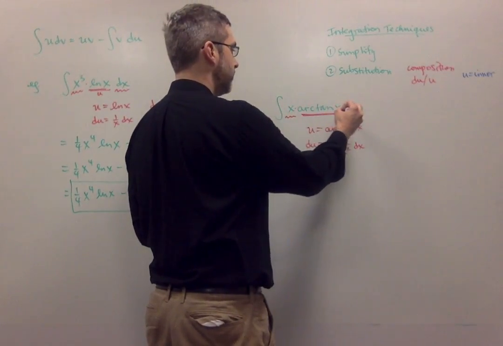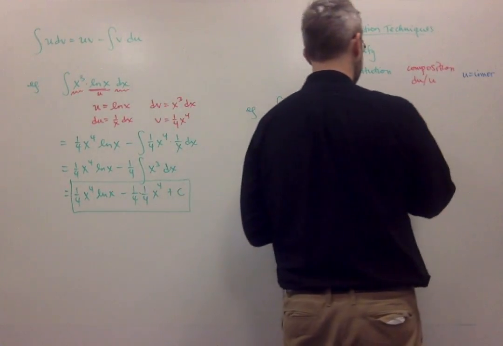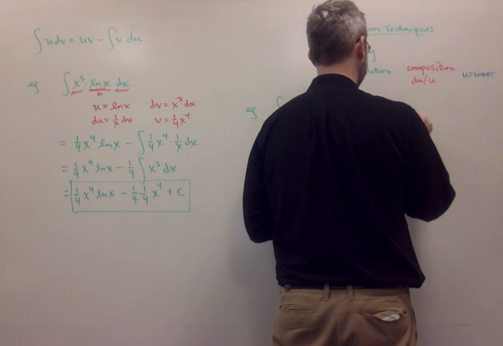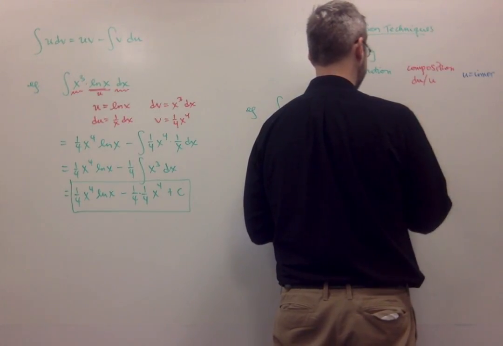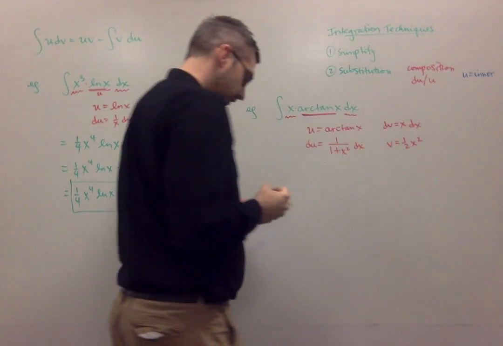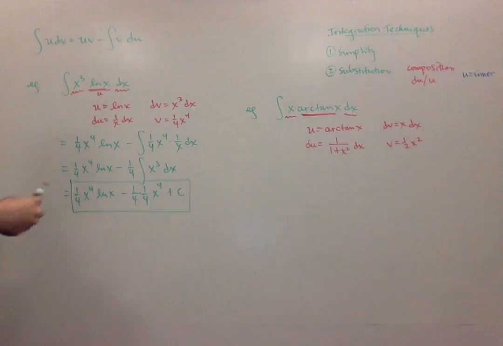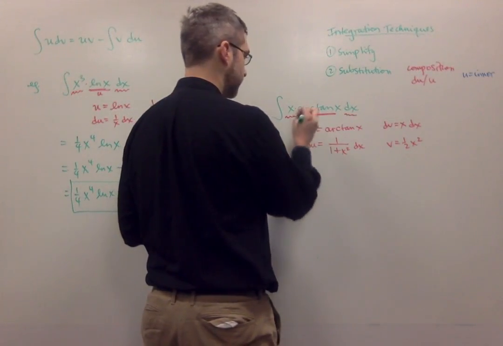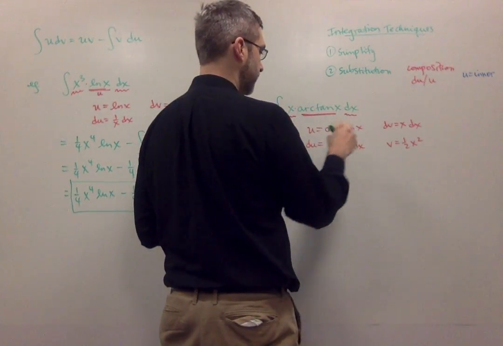Okay, but if I do that, then dv has to be the rest of this. So x dx, so that means v is going to be 1/2 x squared. So let's check and see what happens if we do this substitution. If we substitute this in, if we do integration by parts this way.